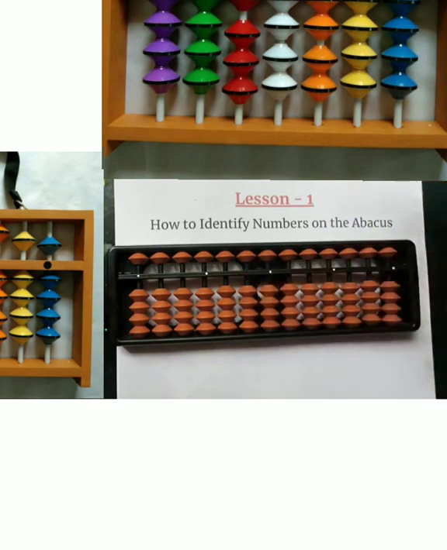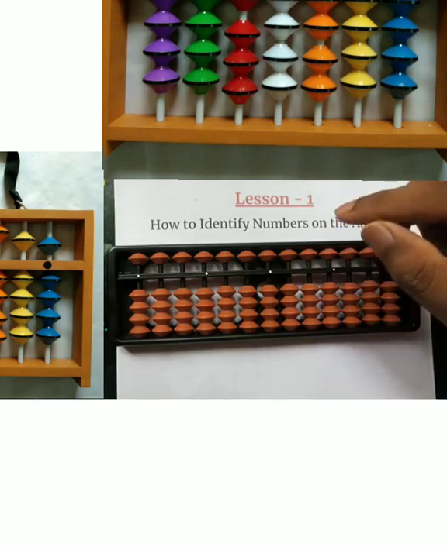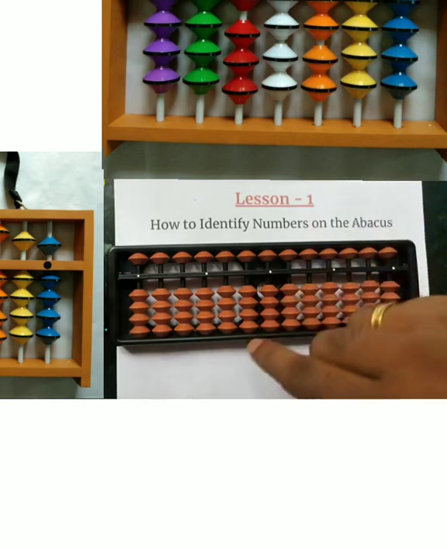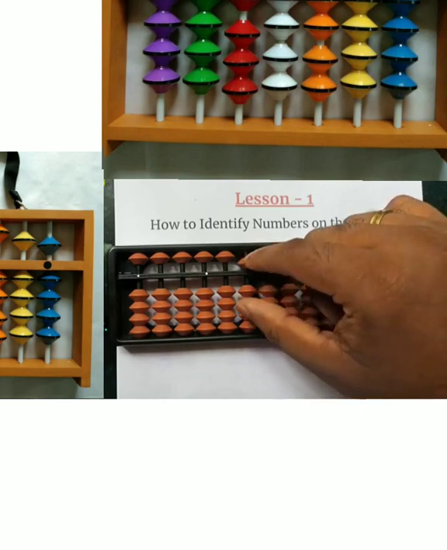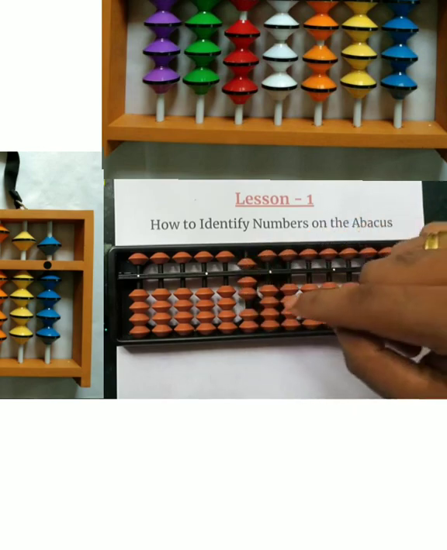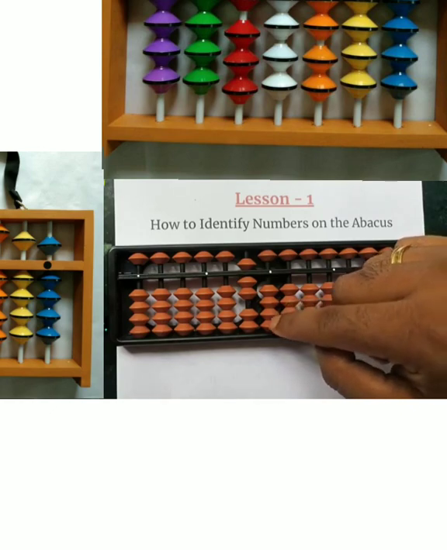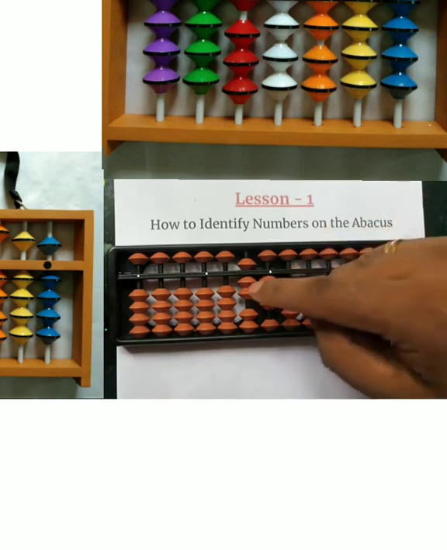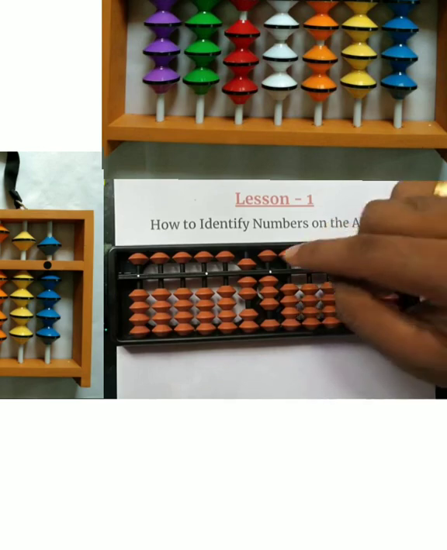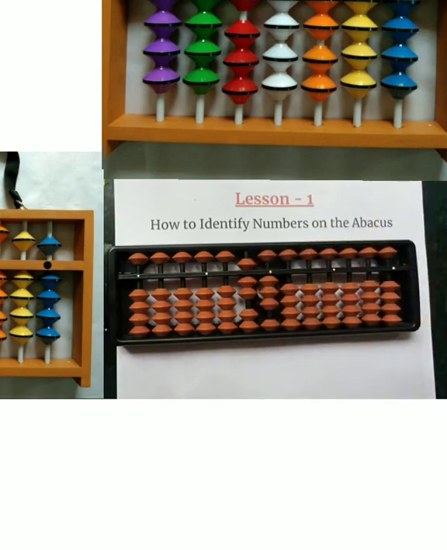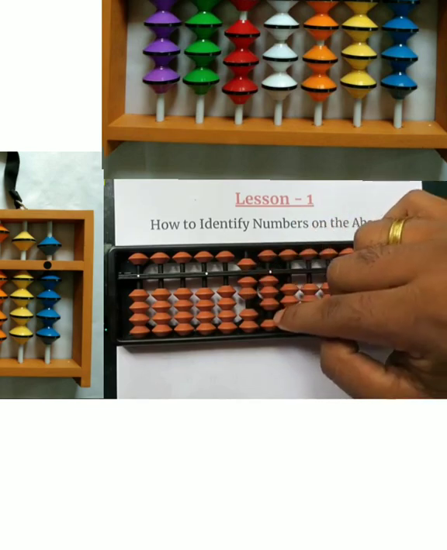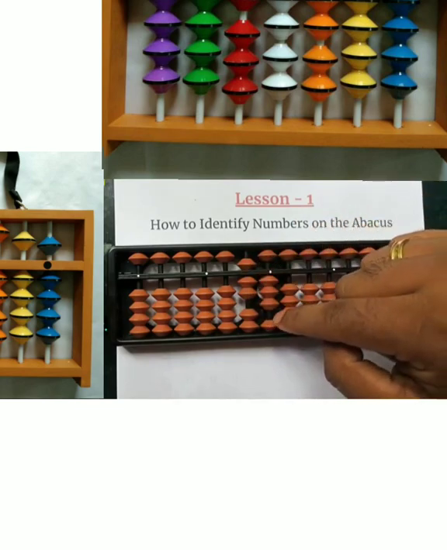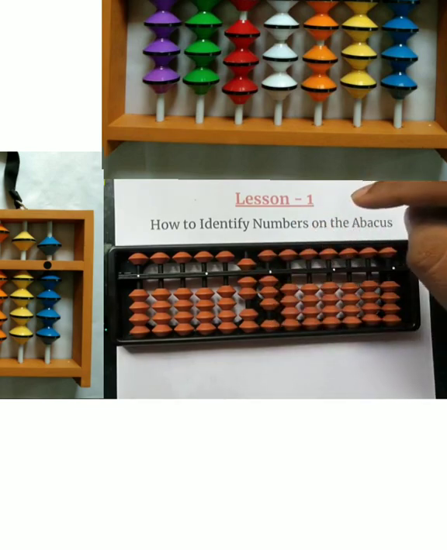Let's take another example. Suppose I need to show 73. For 73, I need to show 7 on the tens place. To have 7 on the tens place, I'll do 5 plus 2 on the tens place. And for 3 on the units place, I will just push 3 beads up. Now the number that we have on the abacus is 73. This is 5 plus 2, 7 on the tens place, and only 3 lower beads on the units place. So the number is 73.